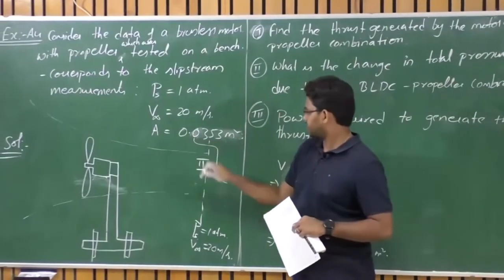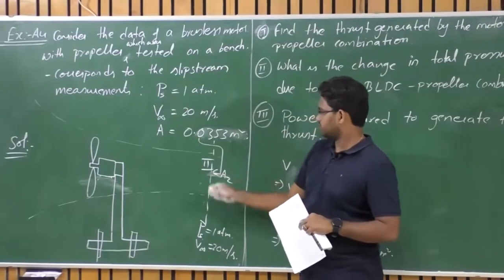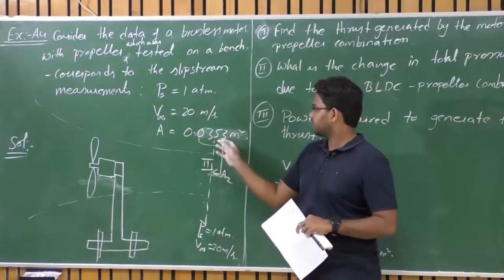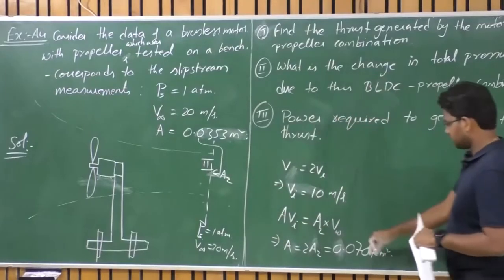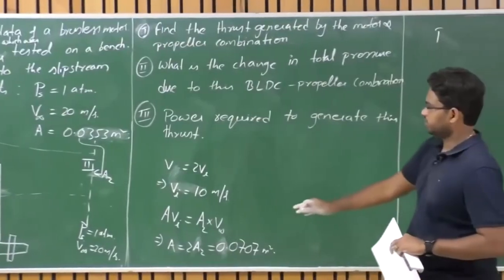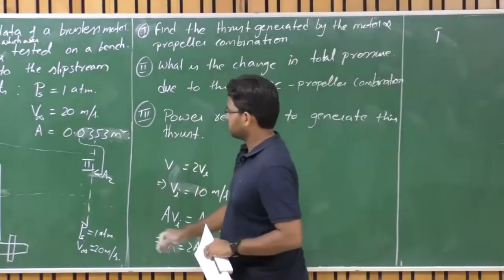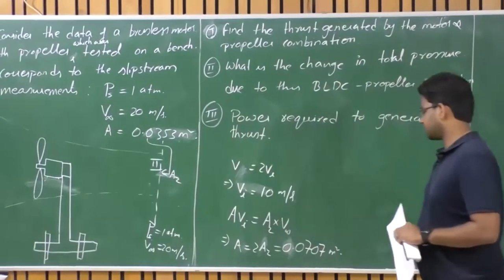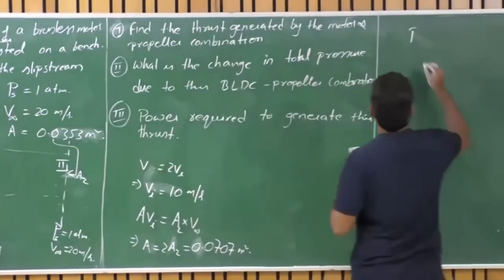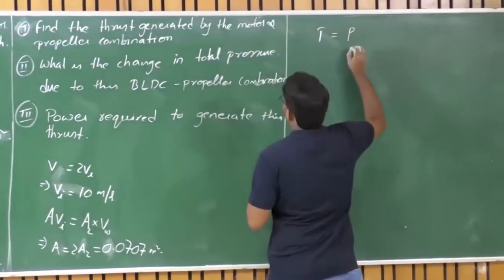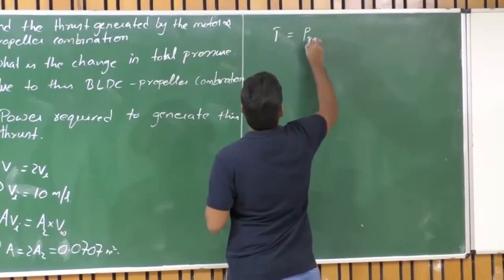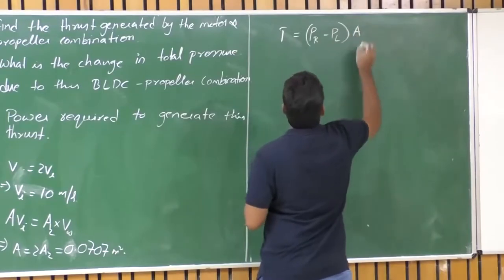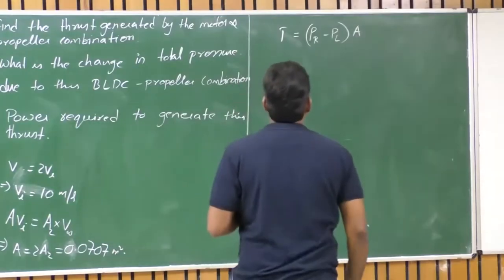So the area of the stream tube at this particular location is equal to 0.0353 meter square. So using these relationships, we figured out that the area of the disc is approximately 0.070 meter square. So the thrust generated is equal to P R minus P L times the corresponding area, right? So how can I get it?